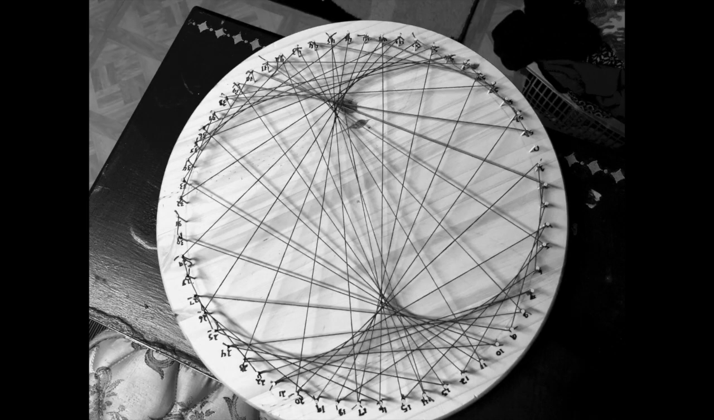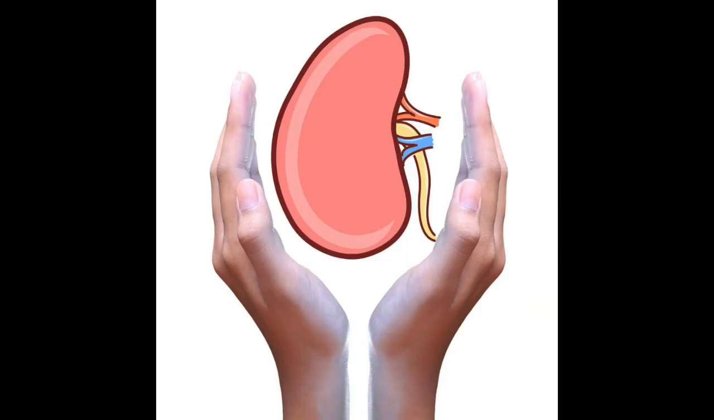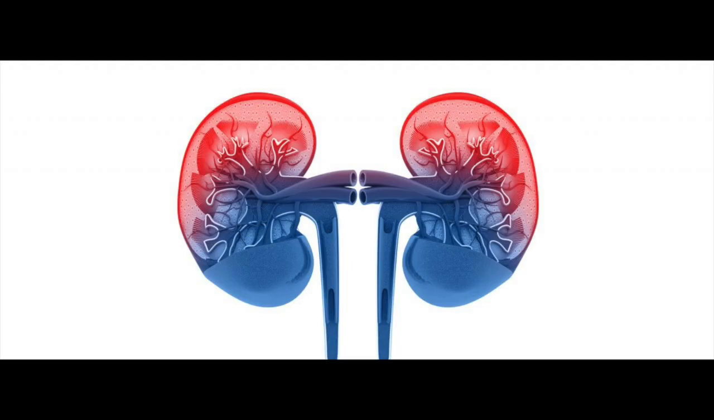The shape that we created is actually called a nephroid. Nephroid comes from the Greek word nephros, meaning kidney. And if you put the two kidneys next to each other, you can visualize the shape that we created.